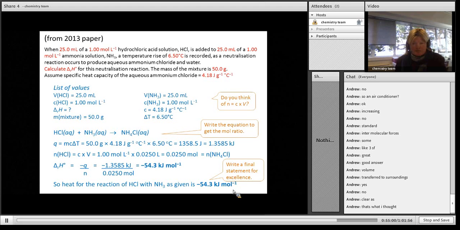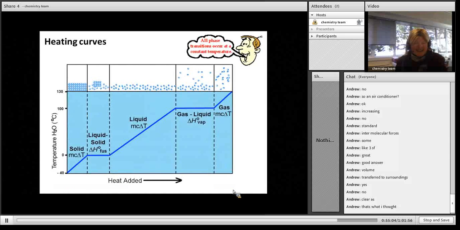Right, there's not much time left, but I do want to do one more thing, and that's heating curves. You can, and this also happened last year, you got this in a question, last year's exam. Basically, if we're going from a solid, and then we're melting that solid, then we've got a liquid, and then we're converting that liquid into a gas, and then I've got a gas. So that's what I'm trying to show here.